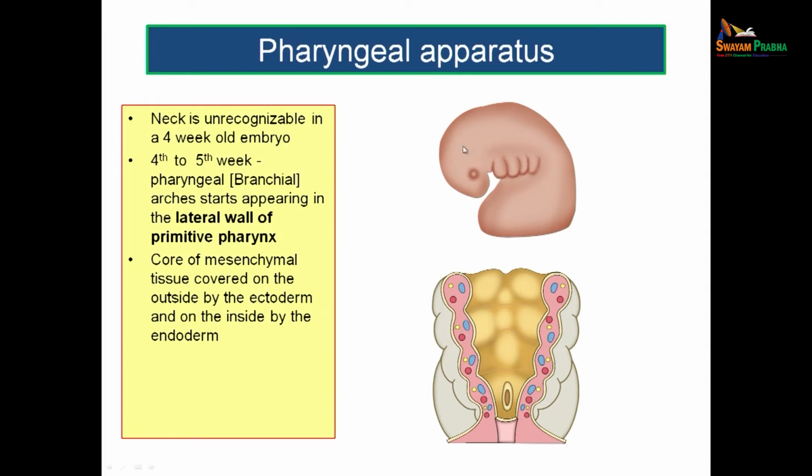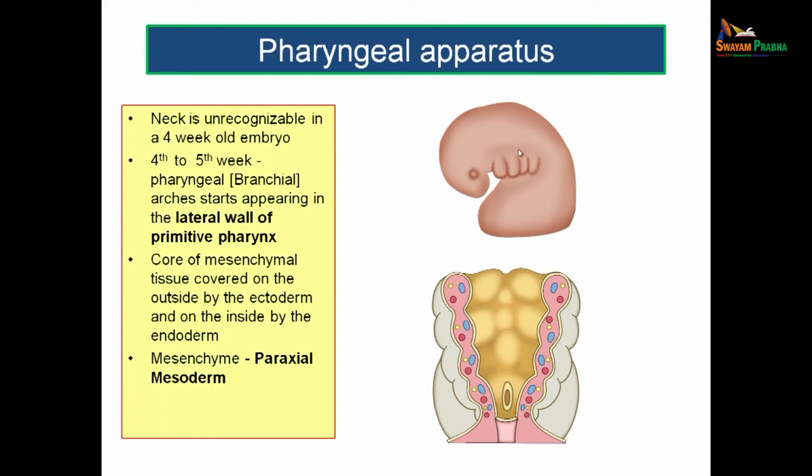So, this is a section. If you take a section here and view from the inner aspect, you can see the cut sections of all these pharyngeal arches. You can see a core of mesenchymal tissue. This pink colored region is the core of mesenchymal tissue, and this is the outer aspect and this is the inner aspect. This is actually the floor of the primitive pharynx. In between you have the core, and the core is actually made up of mesenchymal tissue.